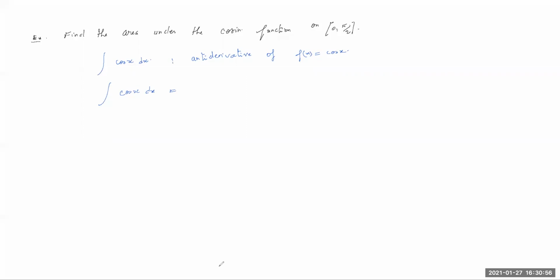Sine x, plus any constant. So we have an antiderivative. Now, you see it's a function depending on x. So this is a function. It's not a number. It's not an area. It's different from an area. Area is just a number. You measure something and you have the number.